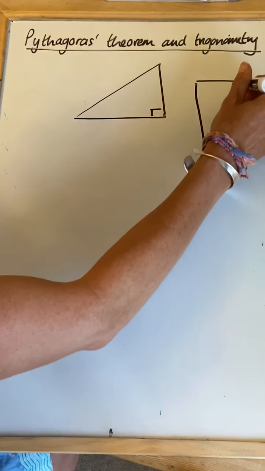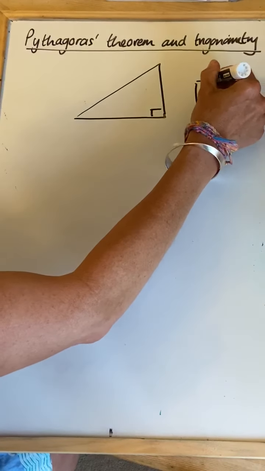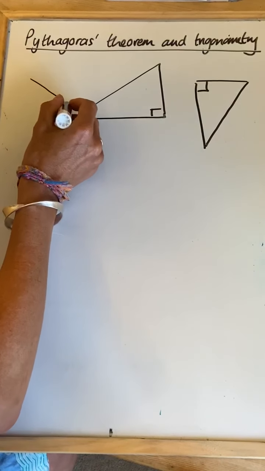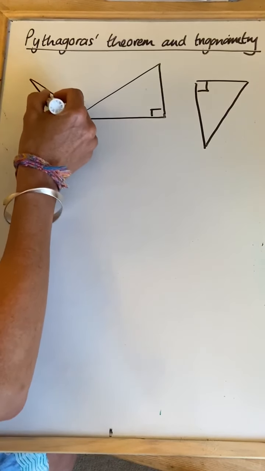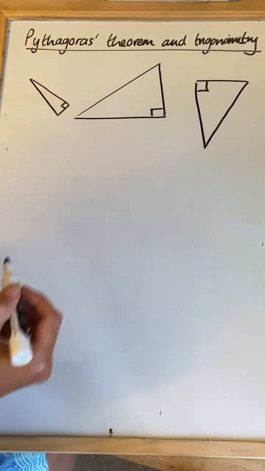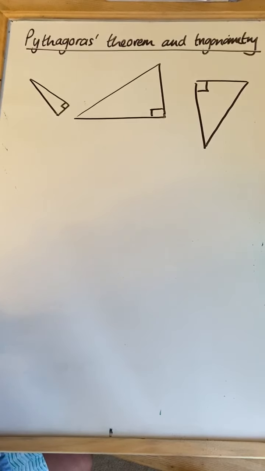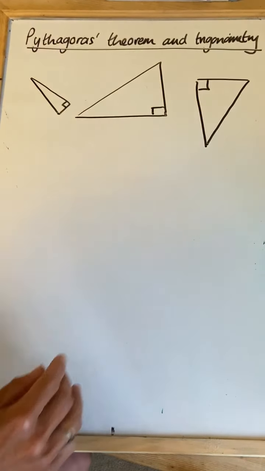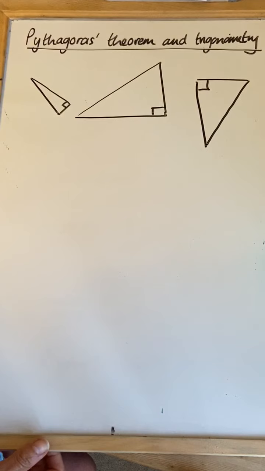These are right-angled triangles, and they come in different forms, but the thing that distinguishes all of them is the fact that they have one of their angles being a right angle. So what Pythagoras' theorem does is it links the sides of the triangle together. If you know two of the sides, you can find the third side.